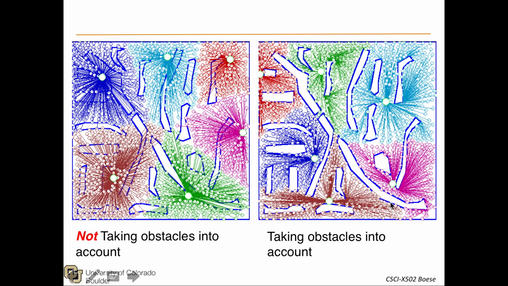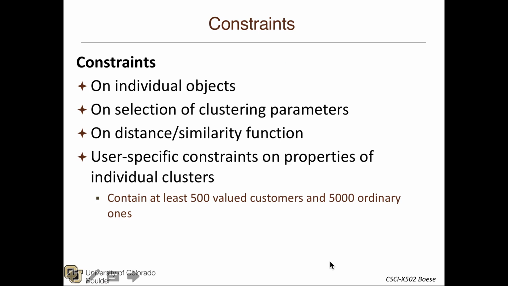So you can filter out scenarios that you don't care about, but ensure obstacles are in place and have the model account for that when it builds out the model. Constraints can be on a variety of different things. You can have them on an individual object, on a selection of your clustering parameters, or on the similarity functions or distance functions that we worked through. You can also have user-specific constraints on particular clusters.